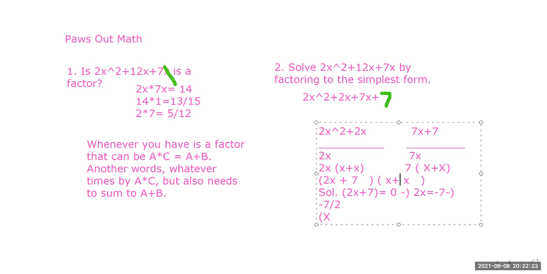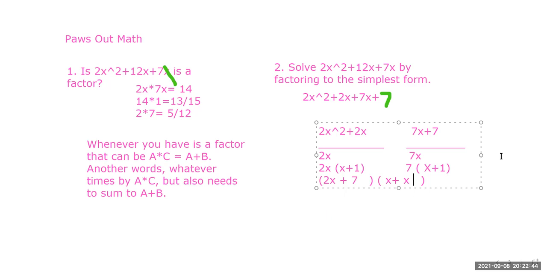I think we figured out what's going on here. So let's see. Part number 3, this is what our answer should be: 2x plus 7. So part number 3 is 2x plus 7 and x plus 1 as our factors.